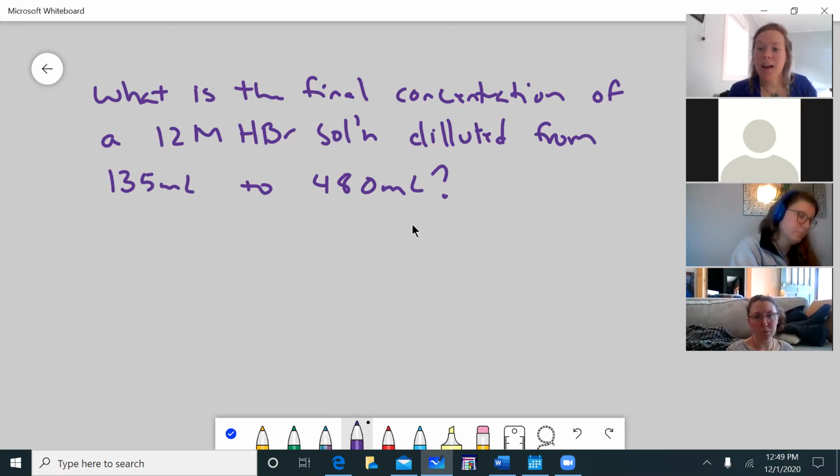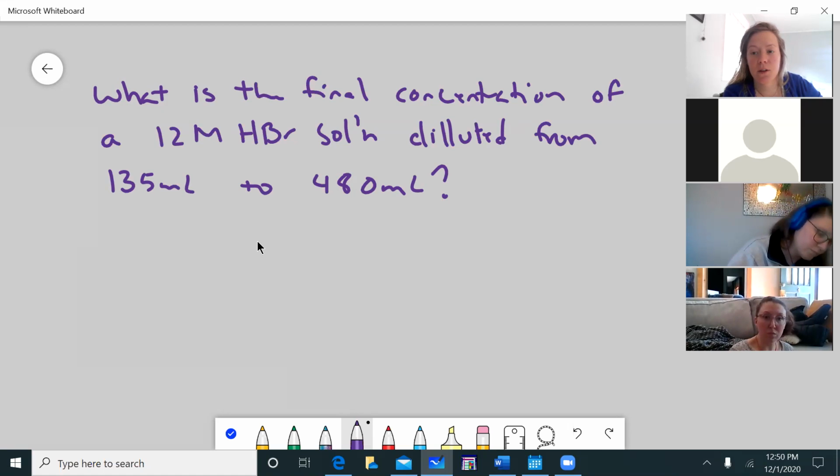Now, in a lab setting, you wouldn't normally do this. You don't just dilute something and guess what the concentration is or try and figure out the concentration. Usually you're going towards a specific concentration, but just to play around with the equation a little bit.